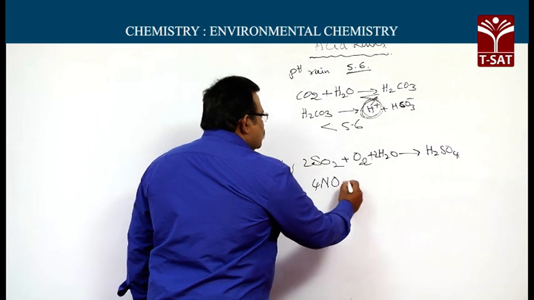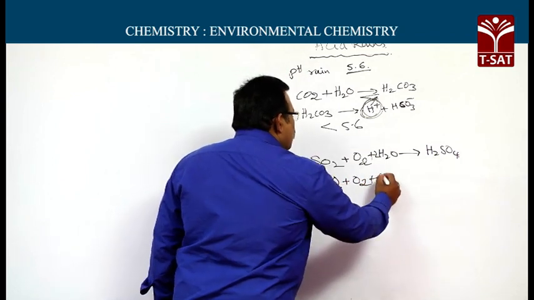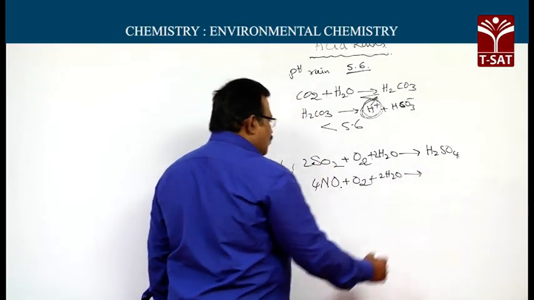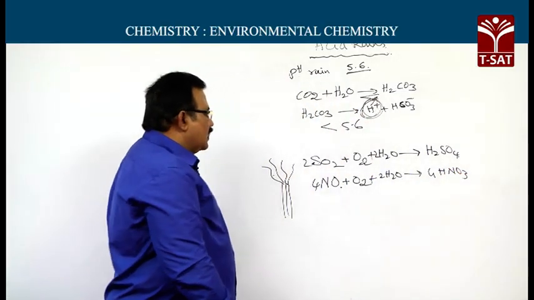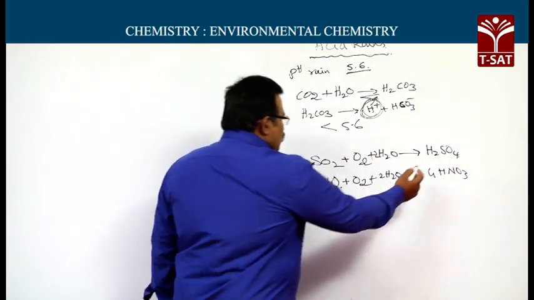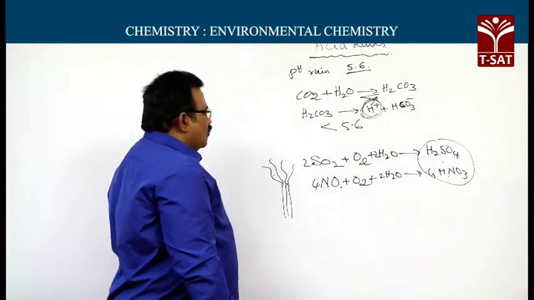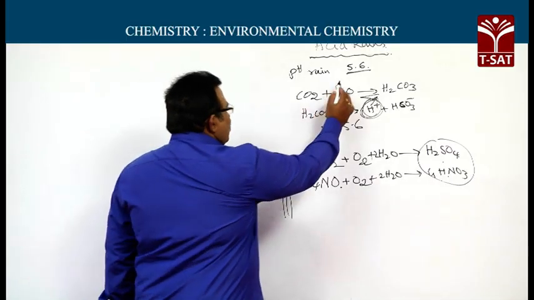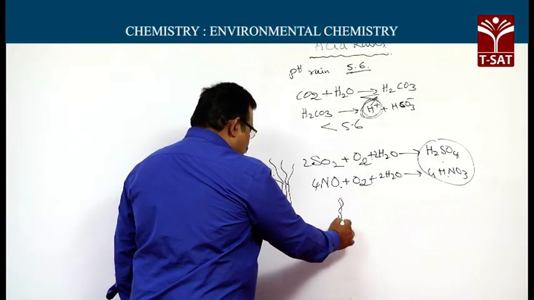Nitric oxide further oxidizes and dissolves in water, and occurs as nitric acid. So, in this way, the acids present in the rain decrease the pH of the rainwater, and this occurs as acid rains.